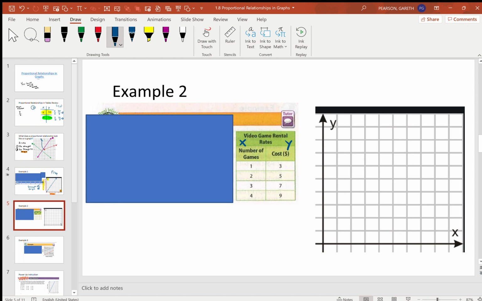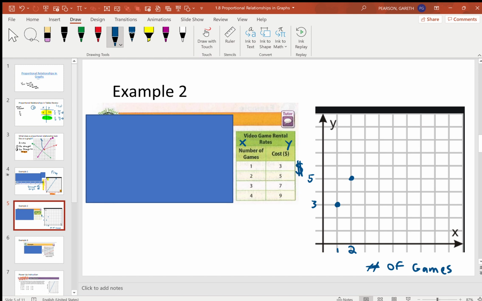Okay, so the number of games, my X's always go left and right, so number of games, and my Y's go up and down, so that's going to be cost. My number of games for the first point is 1, and then my cost is 3, so that's my first point right there. For the second point, my number of games is 2, and my cost is 5.